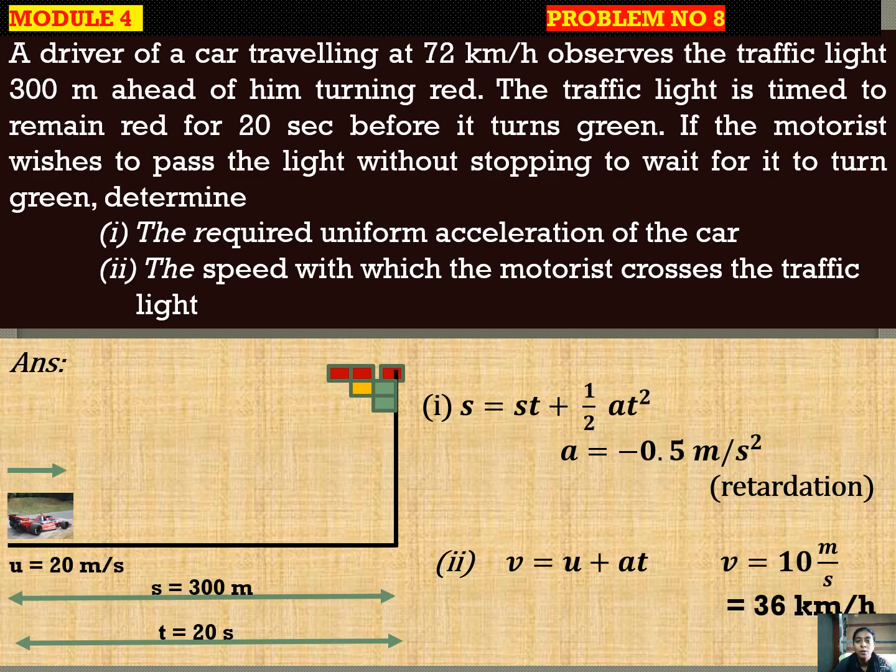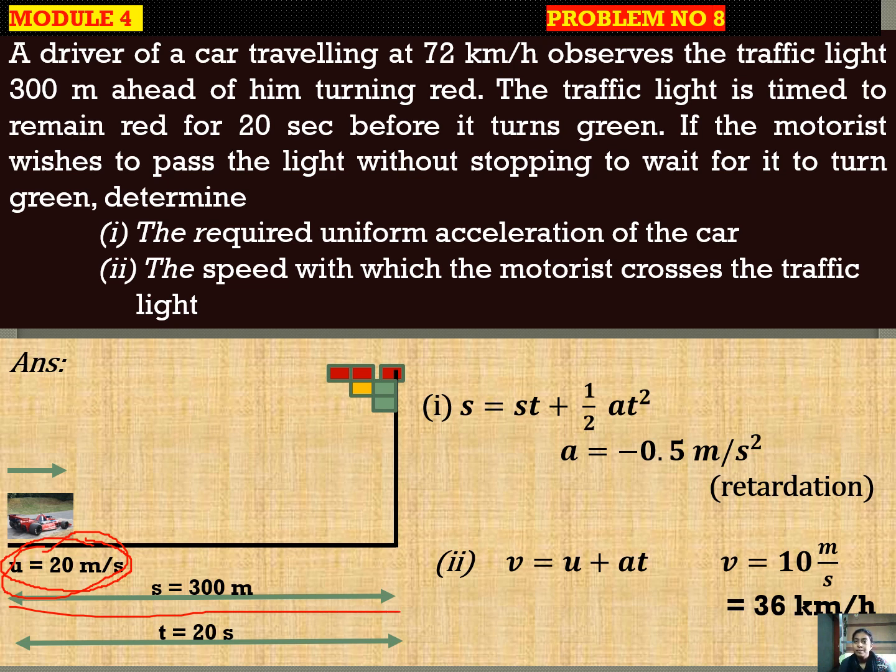Now, problem number 8. A driver of a car is traveling at 72 kilometers per hour. So, converting 72 kilometers per hour, we will get 20 meter per second. So, the velocity of this car is 20 meter per second. Observes the traffic light 300 meter ahead. So, the distance between the car and the traffic light is 300 meter.